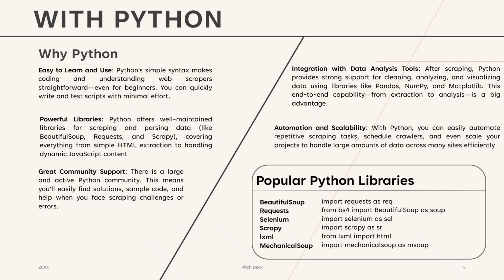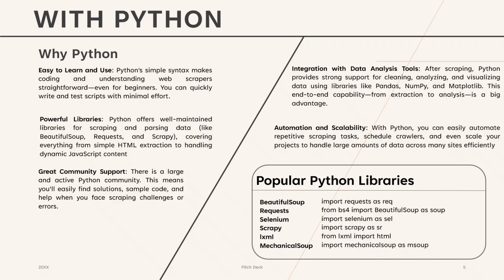So why Python? Why not JavaScript or Java? So first, Python is really easy to learn. Python has simple, readable syntax. Even if you are new to programming, you can understand what the code is doing. Second point is Python has really powerful libraries. Python has libraries specifically built for web scraping. Libraries like Beautiful Soup for parsing HTML, Requests for downloading web pages, and many libraries for many different individual tasks.